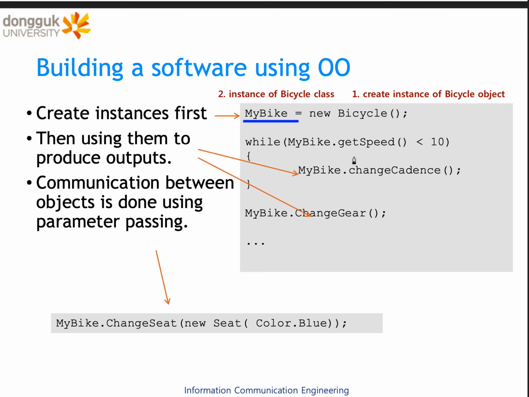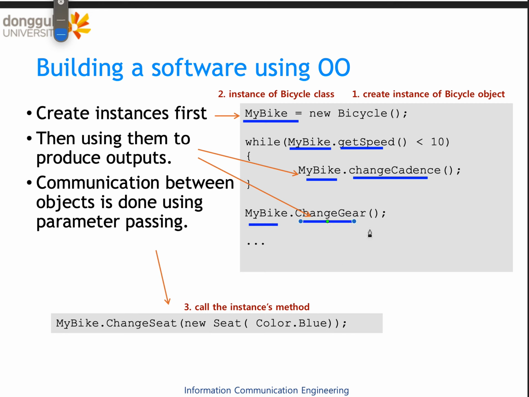Once you have an instance of the bicycle class, the next step is to use the methods of the instance. The way to call a method is just you call the name of the instance and call the method, which you defined in the bicycle object. Here is one example: my bike dot get speed, change cadence, my bike dot change gear.